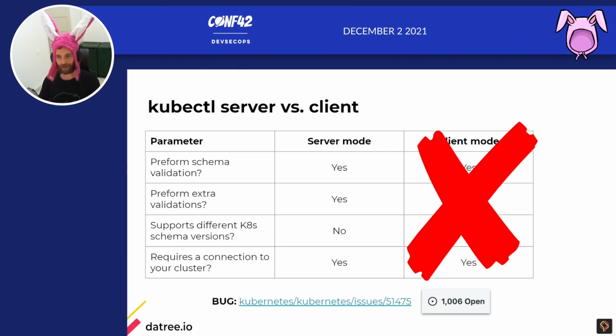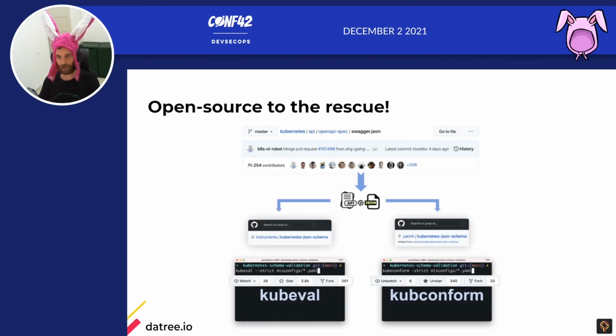Last time that I checked, they have more than 1,000 open bugs on the Kubernetes project, so don't have a high expectation on that. So this makes the client mode unnecessary. I don't see any reason to use it. This was the only reason to actually use the client mode, because it's not supposed to require the connection to your cluster. So the question is, what should I do?